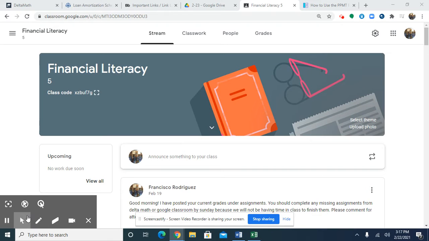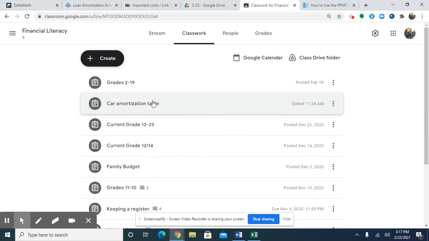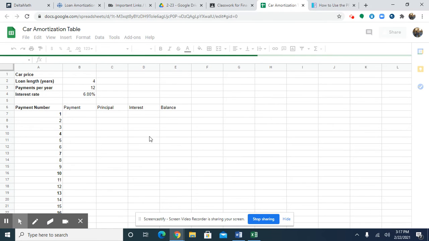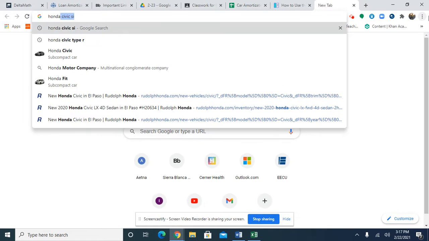All right, so for today's assignment, we're going to go into classwork and we're going to come here where we have the car amortization table and open up that Google Sheet. So it should look something like this. And what you're going to do is look up a car that you would like to buy.